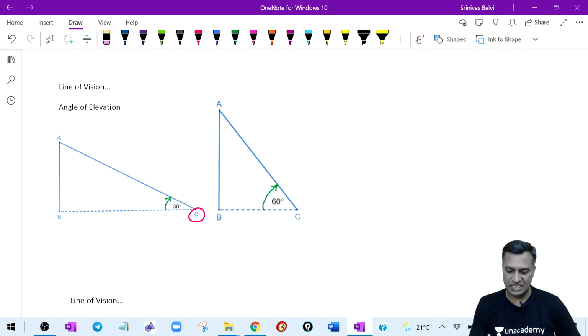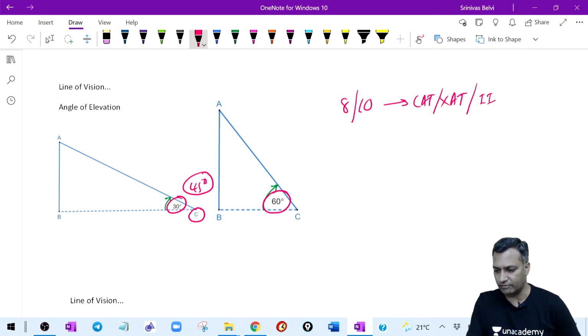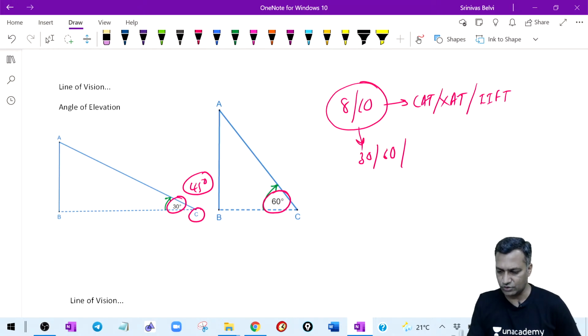Similarly, for the elevations, technically, you give 30 degrees, 60 degrees or 45 degrees. If you look at 8 out of 10 questions which come in CAT or XAT or IIFT, because we treat them under geometry, about 80% of the questions would have beautiful angles, that is 30, 60 or 45. So the angle of elevation or depression would be this. At times they might give us 15 degrees, 75 degrees, and so on.